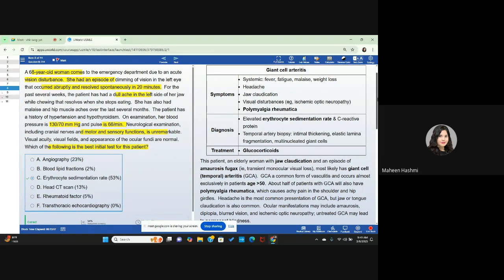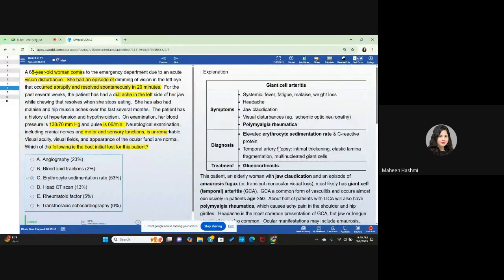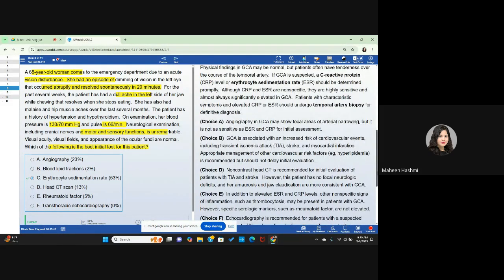So we talked about that. What you do is give steroids. Steroids are very important. Otherwise, ischemic optic neuropathy occurs. Very high yield for you to remember.